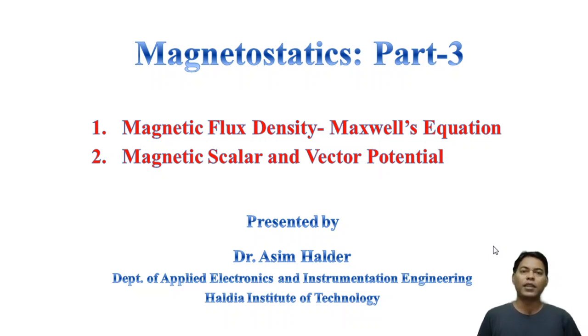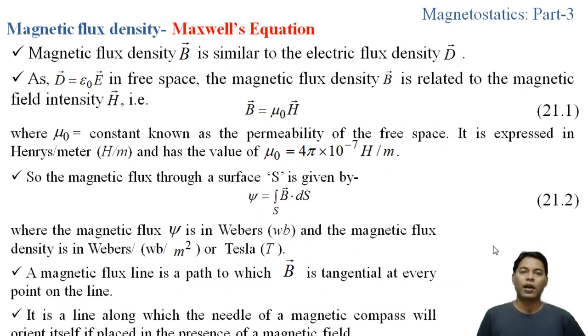We have seen in the case of electrostatics that the electric flux density D is equal to epsilon naught E, which is written here. You can see that D is equal to epsilon naught E in free space. The definition is given in the earlier lectures, how we can write that D is proportional to E, and from that we can write D equals epsilon naught E.